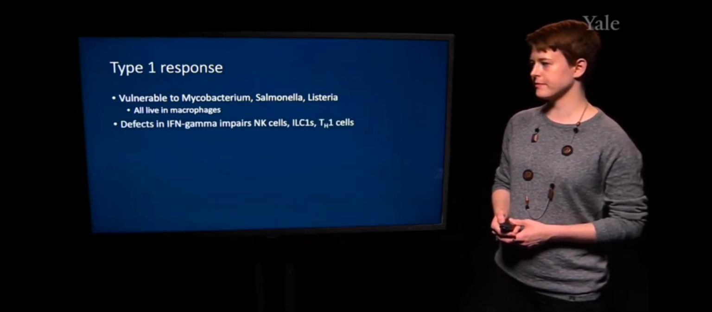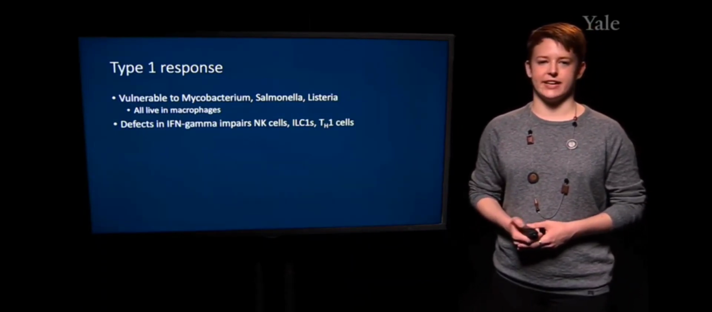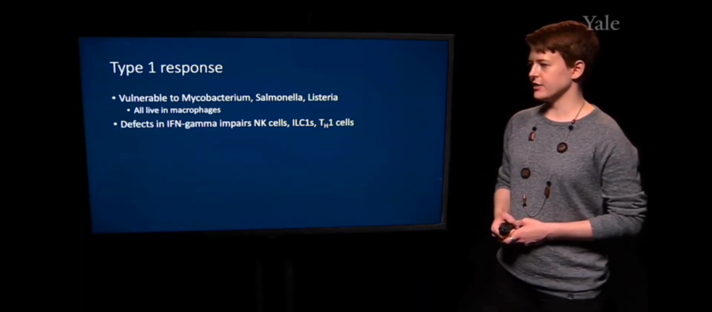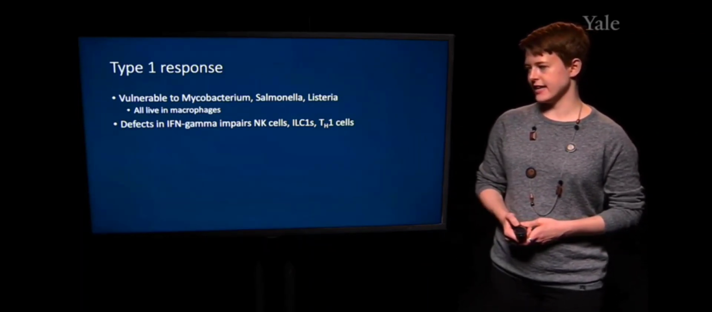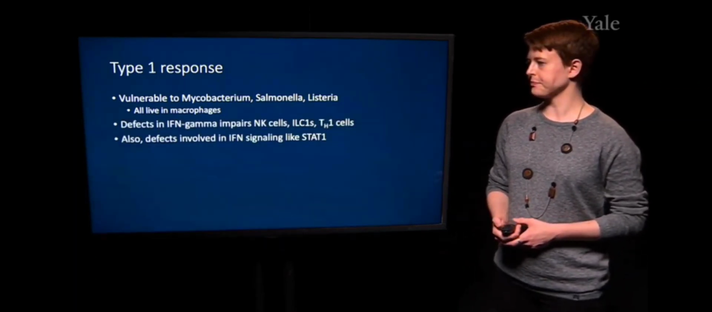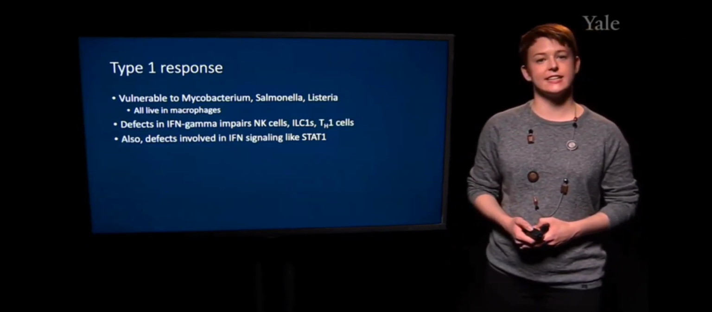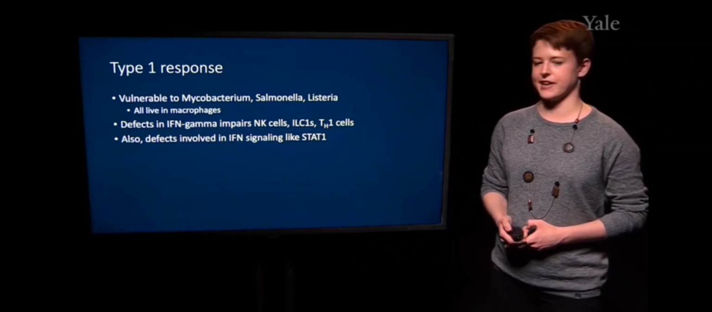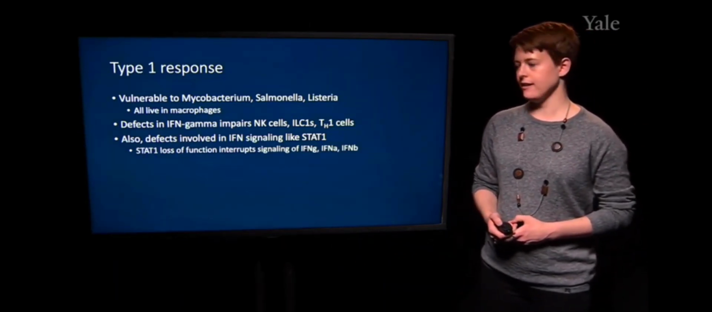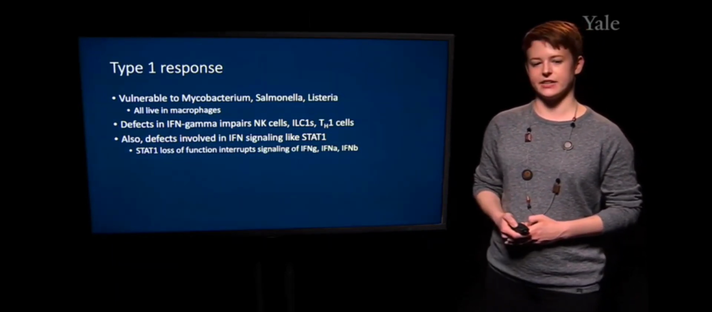One of the possible genetic defects in this response is in interferon gamma, and this leads to impaired NK cells, ILC1s, and Th1 cells. There are also defects involved in interferon signaling, so this would have a similar effect. One example of this is STAT1. Here the STAT1 loss of function interrupts signaling of interferon gamma, alpha, and beta.